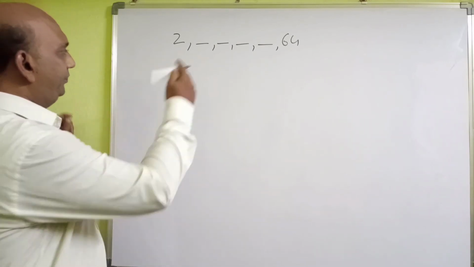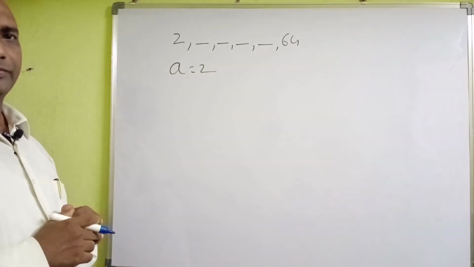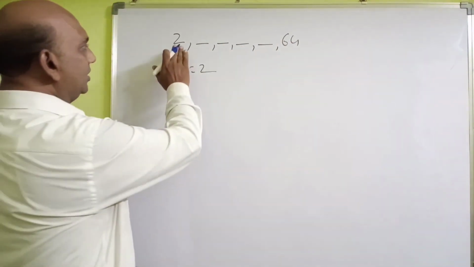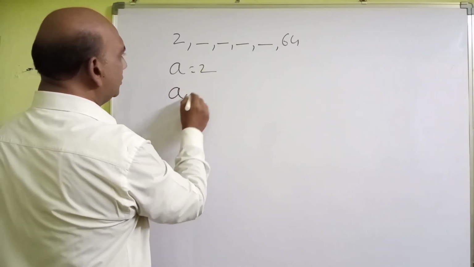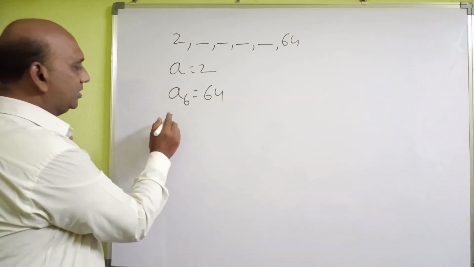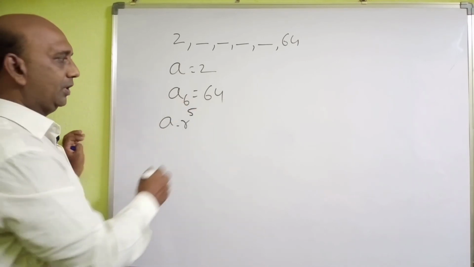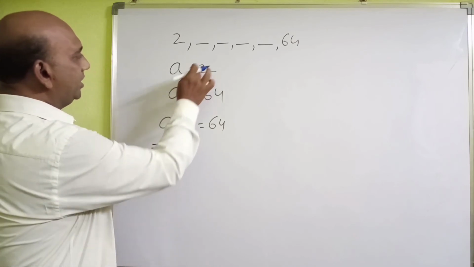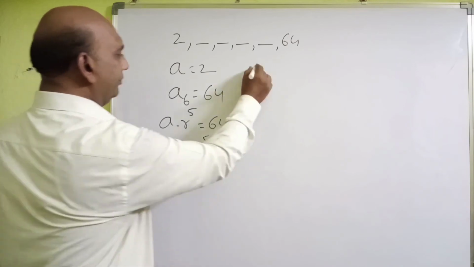First term a is given as 2. And which term is 64? That is 1, 2, 3, 4, 5, the 6th term. So the 6th term a6 is 64. What is the general form of a6? It is a into r to the power of 5, which equals 64. Since a is given as 2, we get 2 into r to the power of 5 equals 64.